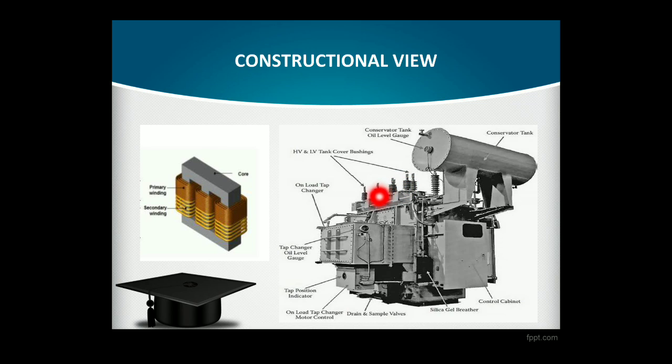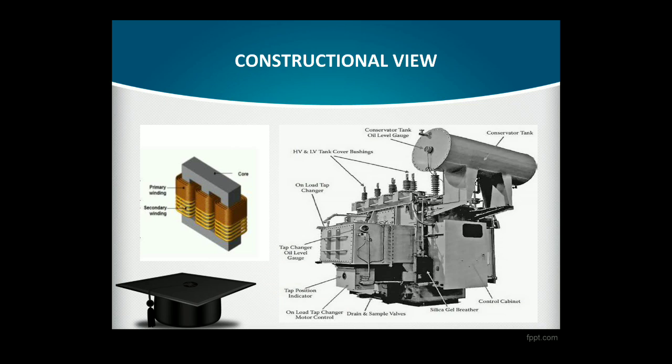This is the on-load tap changer. By this tap changer, the tapping of the winding can be changed. This is the tap changer oil level gauge. This is a tap position indicator. You can see the position of the tapping by this indicator. The on-load tap changer motor control and drain sample valve.